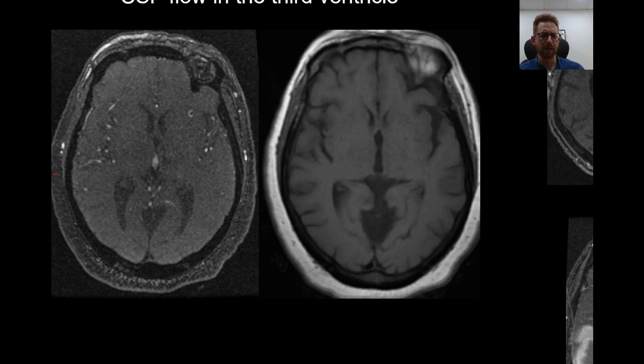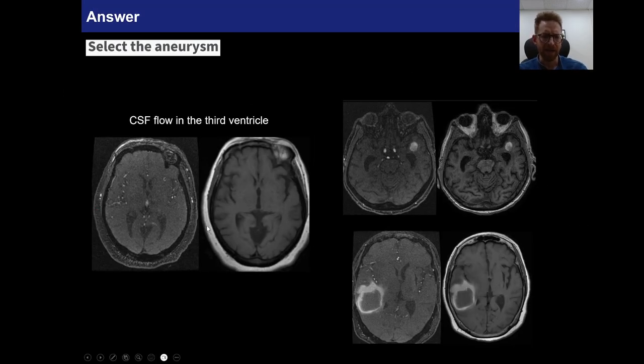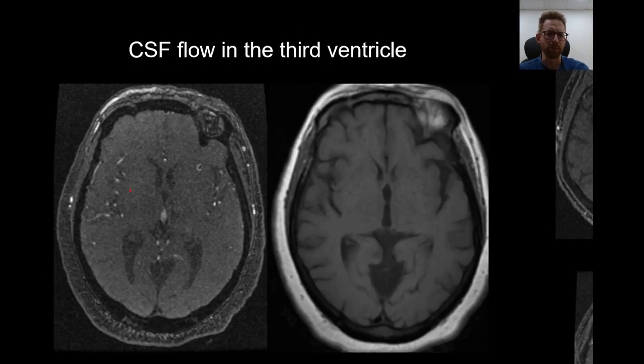So again, this is the time of flight MRA. This is the T1 pre-contrast image. We know that this is the time of flight MRA because we see bright signal in the arteries and the stationary tissues are basically suppressed, okay? So we're talking about this right here. So is that an aneurysm? So we see this hyperintensity on time of flight MRA in the third ventricle.